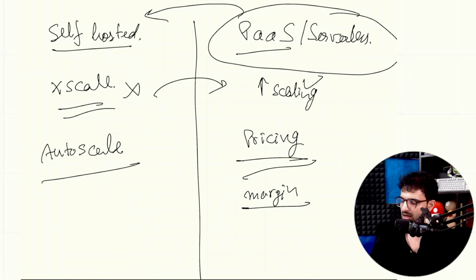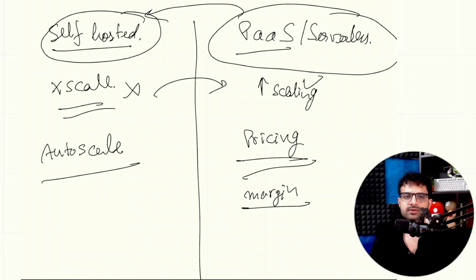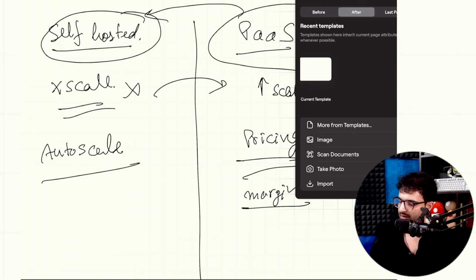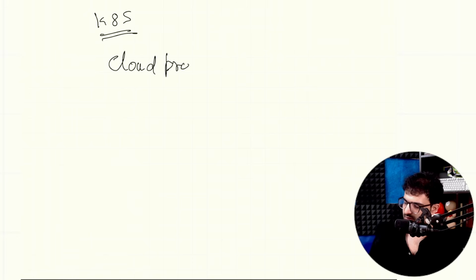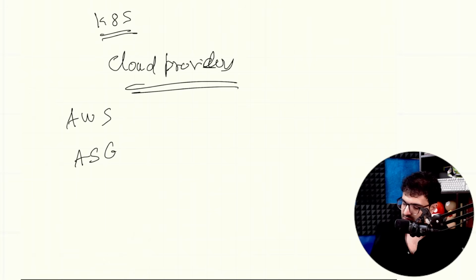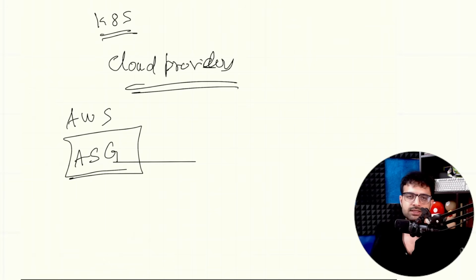So the question is, how can you self-host yet have some level of auto scaling? How can you handle traffic spikes even when you're not using a platform as a service? Now the better way to do this is use some sort of container orchestration engine like Kubernetes. But before we reach there, big cloud providers provide you constructs to auto scale. In AWS, this is called an auto scaling group, which as the name suggests, lets you scale your servers up and down.